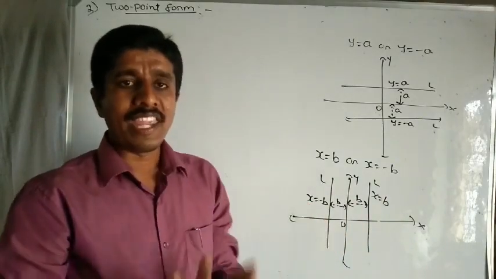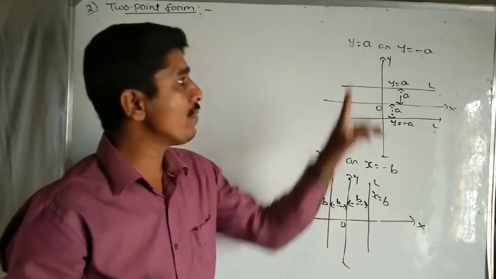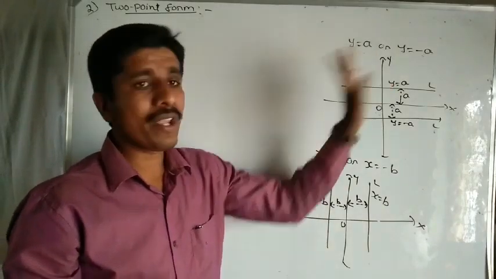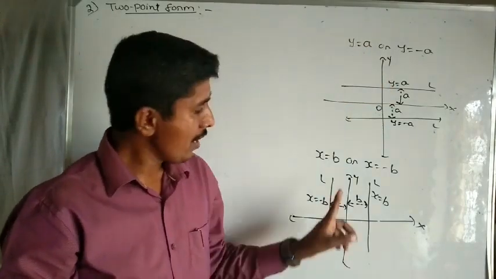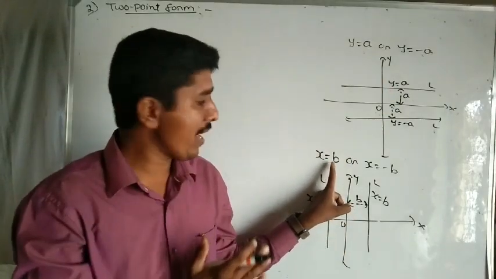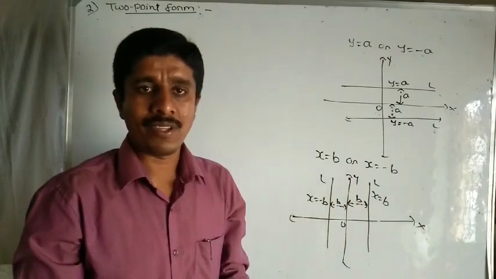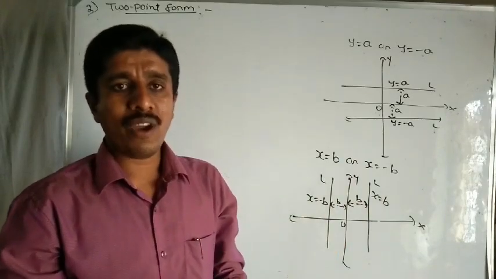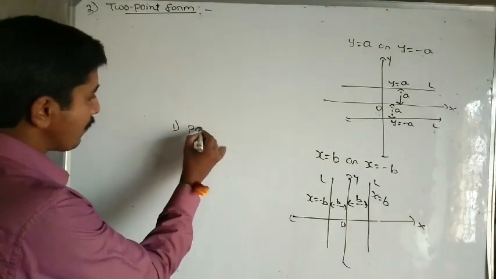Mind it. The equation of any horizontal line is of the form y equal to plus a or y equal to minus a. Here a means a real number. Next, the equation of any vertical line is of the form x equal to b or x equal to minus b. The b means a real number. Got it?